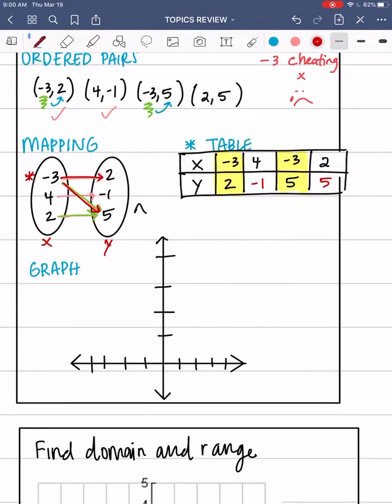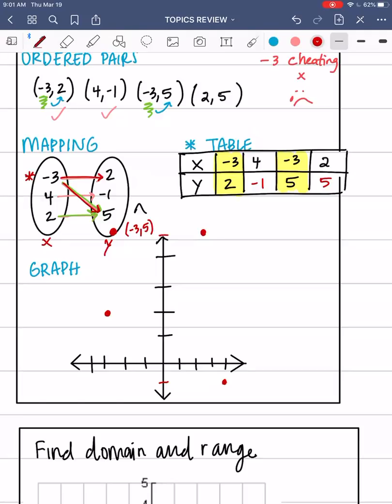Oh, I don't want the highlighter anymore. So let's see, we have the point -3, 2, so we have to go left 3, up 2. Here's -3, 2. 4, -1 is down here. I didn't make a mark for -1. It's right there. -3, 5 is 1, 2, 3, 4. Oh my gosh, it's way up here. That's -3, 5. Trust me. And let's see. We also have 2, 5. 2, 5 is way up here. Let's say 5 is right there.